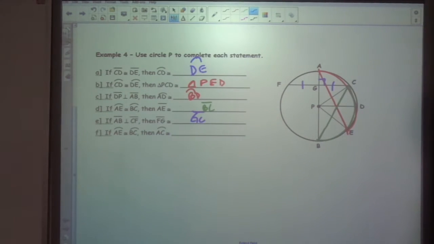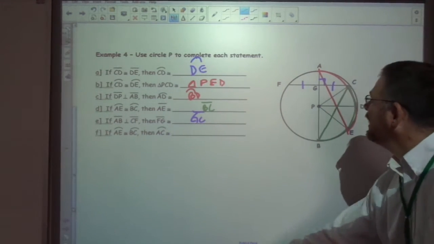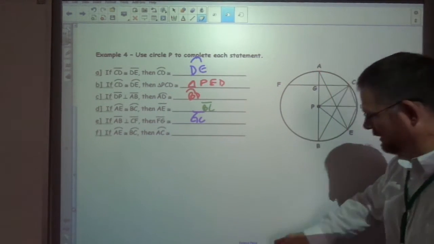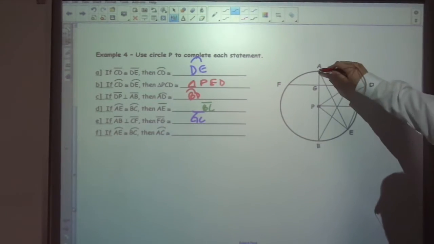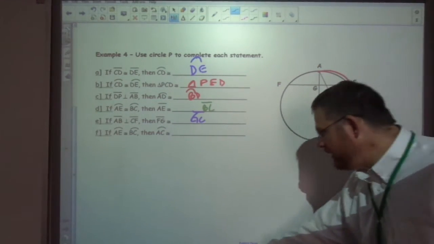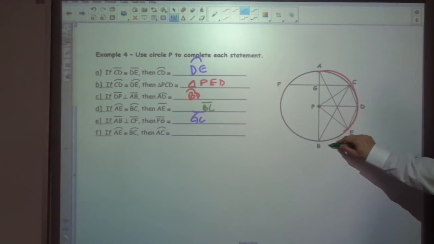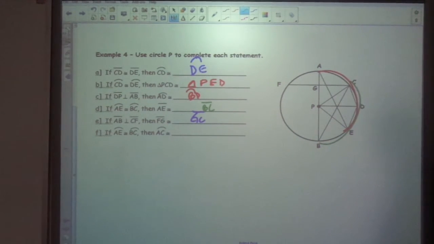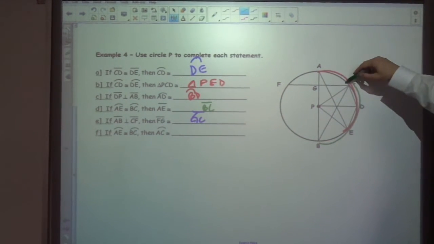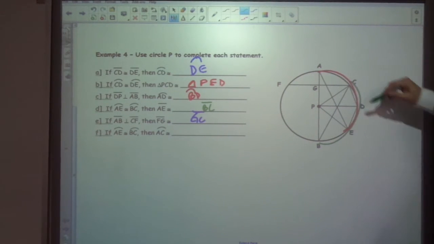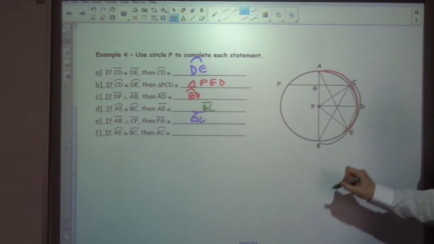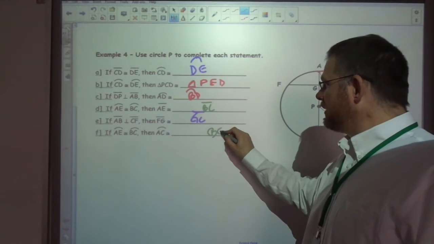And the last one, if AE, the arc, is equal to BC, this arc, then AC, this part up here, well, if these are equal, then this part up here would have to equal this part down here, arc BE. That's chord conjectures.